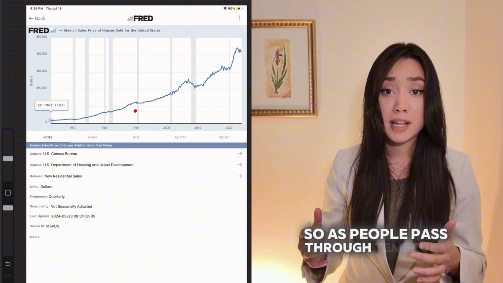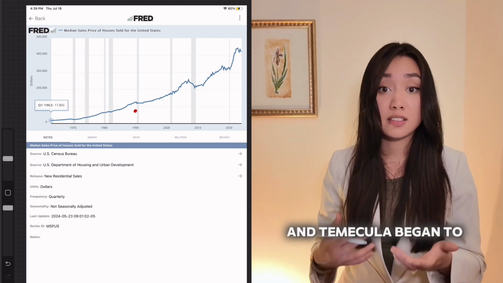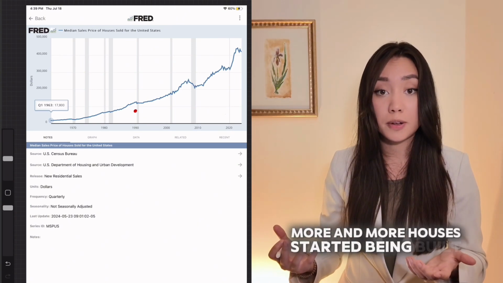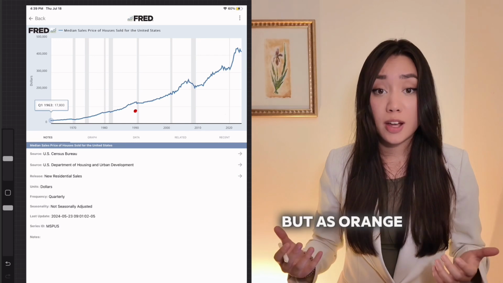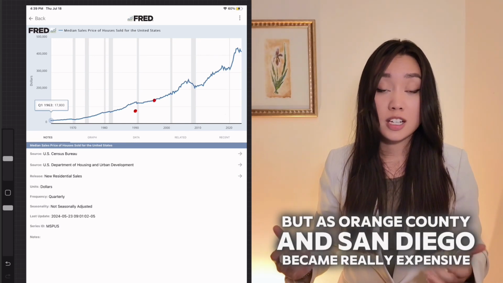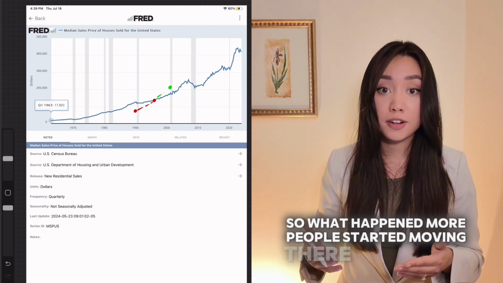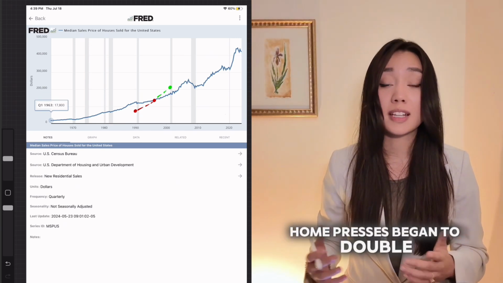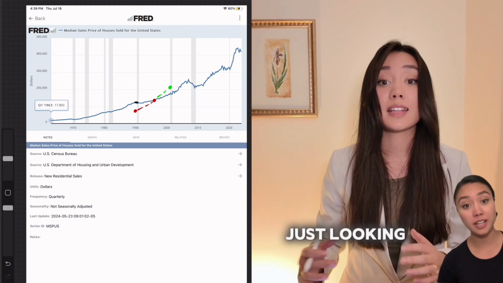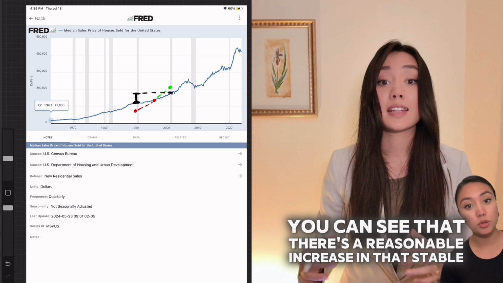So as people passed through Temecula going from Orange County to San Diego, it grew more in popularity, and Temecula began to develop more, and more houses started being built. The houses were pretty cheap early in the day, maybe at $200,000, but as Orange County and San Diego became really expensive, Temecula became an appealing option. So what happened? More people started moving there, Temecula began to develop more, and in a short few years, home prices began to double. So let's compare real quick. Just from looking at the median US house prices, you can see that there's a reasonable increase in that stable local market.